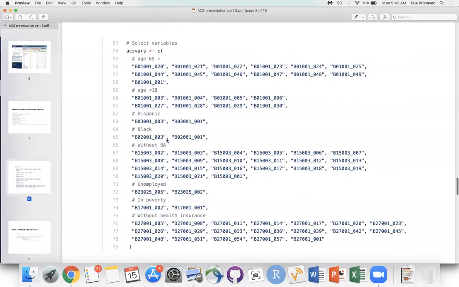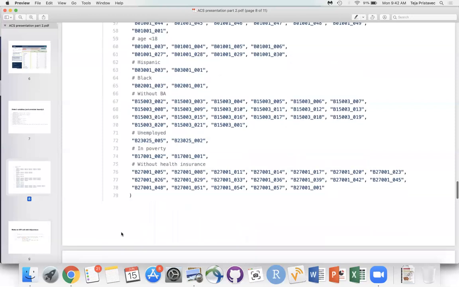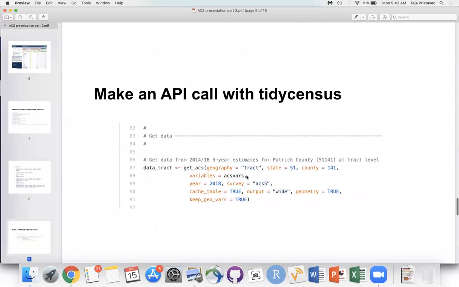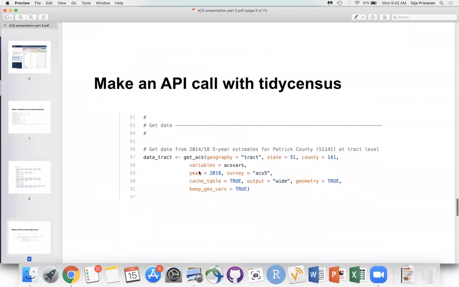So I want all these variables, and you can see now what I was saying about not clogging up the API call. If I tried to squeeze all of this into my API call, this code would look really ugly. Then I'm going to say I want the most recent estimates, which for right now are 2018. And the survey that I want is ACS 5, which means ACS 5-year estimates. If I wanted 3-year estimates or 1-year estimates, this would change.